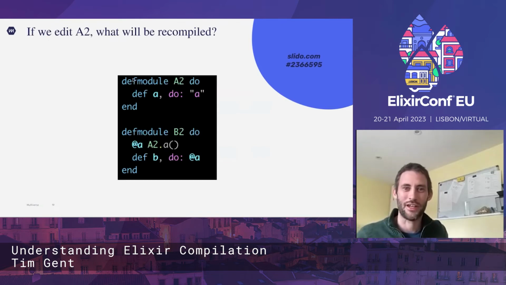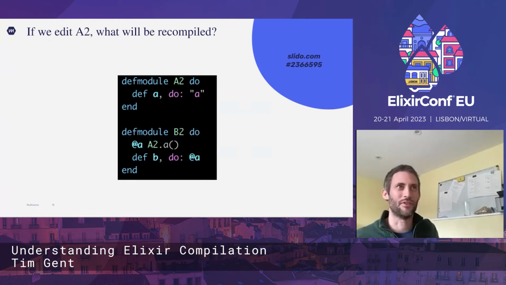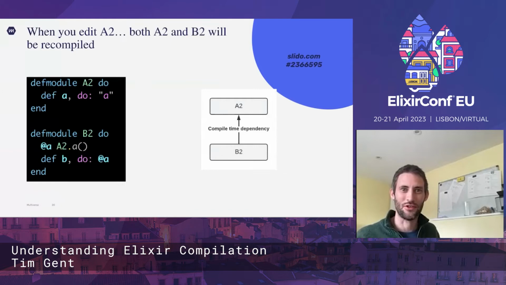All right, another example. How about here? If we edit module A2, what will be recompiled? Some very speedy answers coming in. People are feeling quite confident with this one. All right, just a couple of seconds left. So when you edit module A2, both A2 and B2 will be recompiled. That's because module B2 has a compile time dependency on module A2 because of this call here, A2.a.